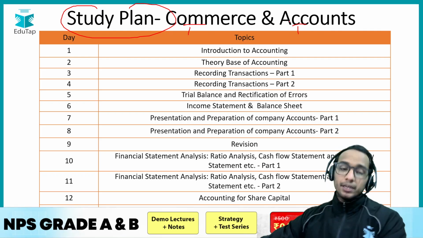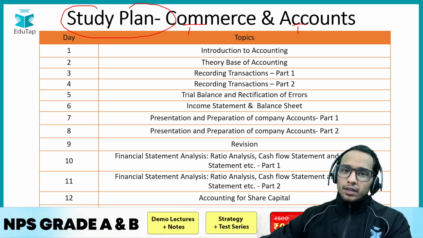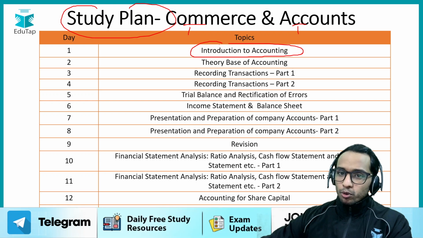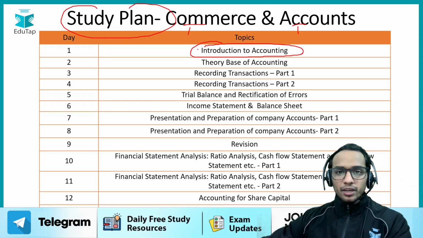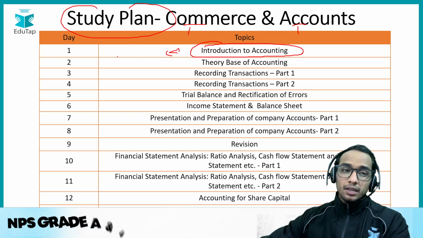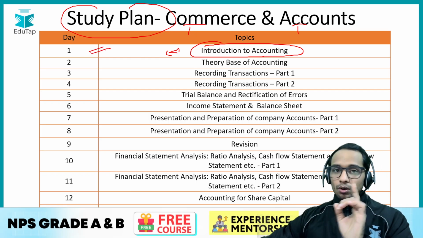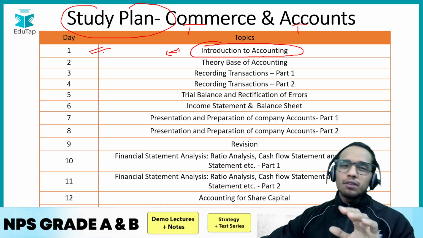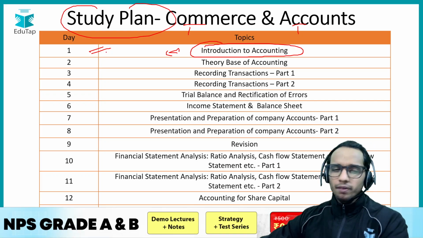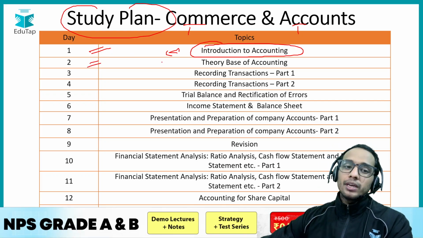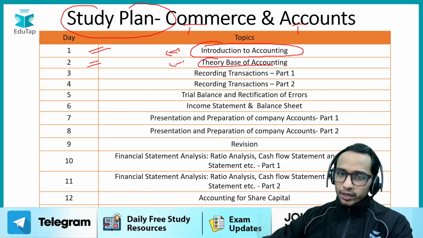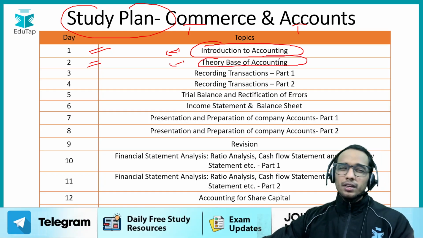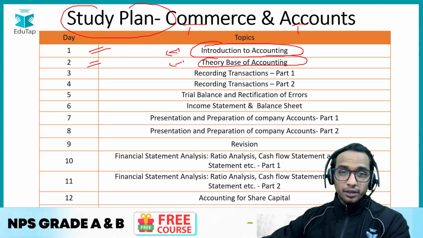Okay, so let's start with the syllabus and study plan of commerce and accountancy and how you are going to cover it within 25 days, right? So first and most important chapter is about the basics of accounting, or you can call it introduction to accounting. This you are going to cover on day 1, right? I have created this study plan for you so that you can easily cover the entire syllabus within 25 to 30 days. On the second day, you can understand the theory base of accounting. You are going to study principles of accounting, right?